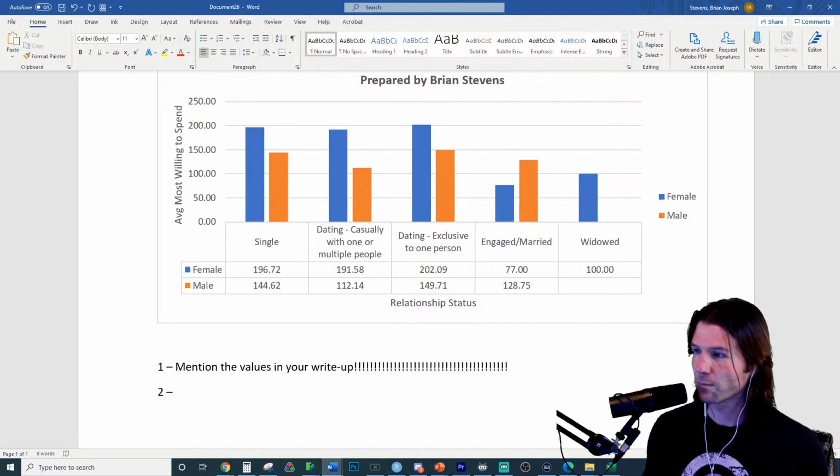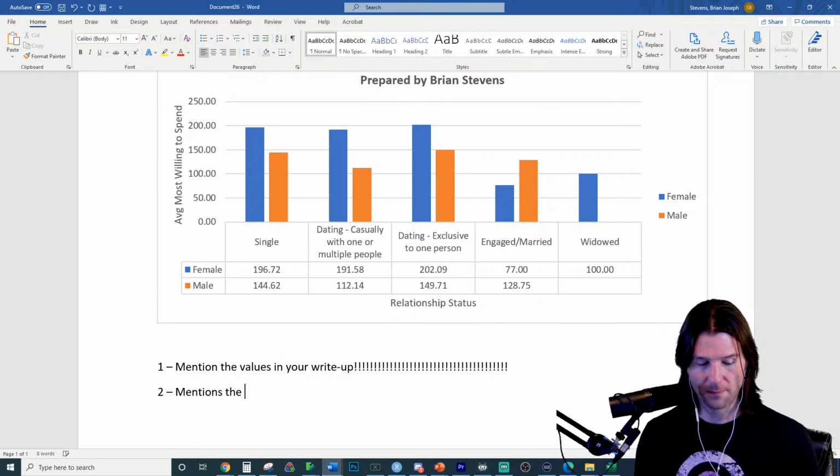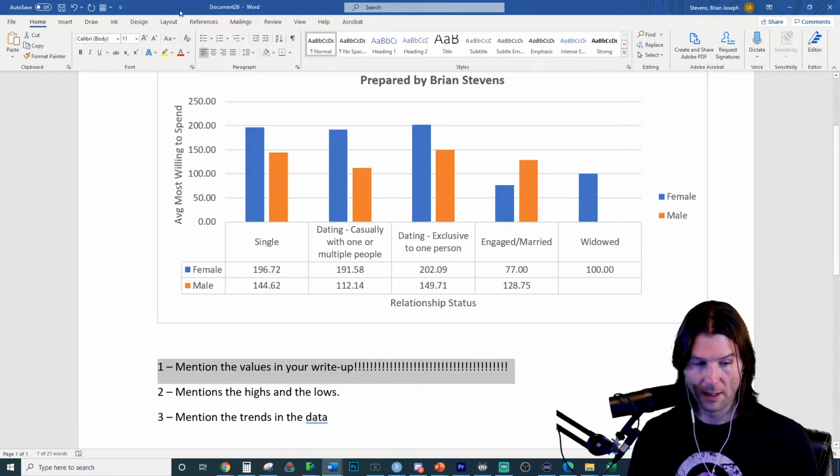Number 2, what do I always say? Mention the highs and lows. I try to be consistent in the advice I give. Mention the trends in the data. But I can't reiterate this enough. If you're not mentioning the values, you're going to lose points.